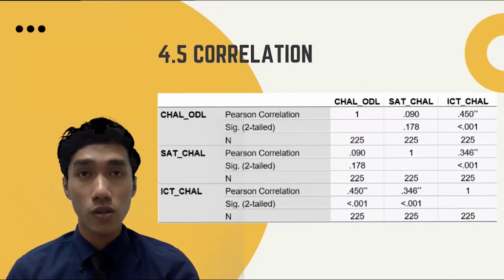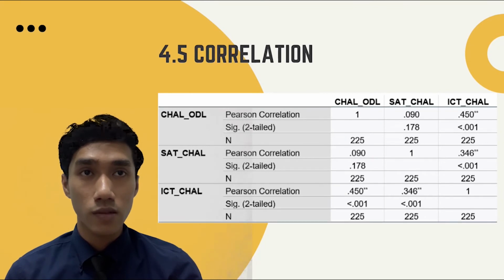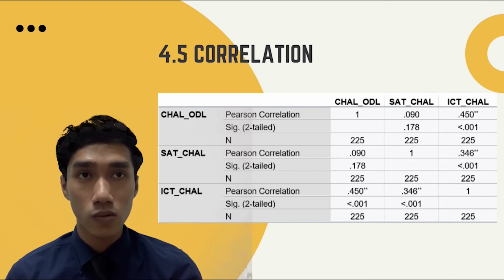Next, we go to the correlation. The SAT challenge has no significant correlation with challenge ODL due to its coefficient correlation 0.090 and its two-tailed significant test, which is higher than significant level of 0.01. Therefore, H1 is not accepted.